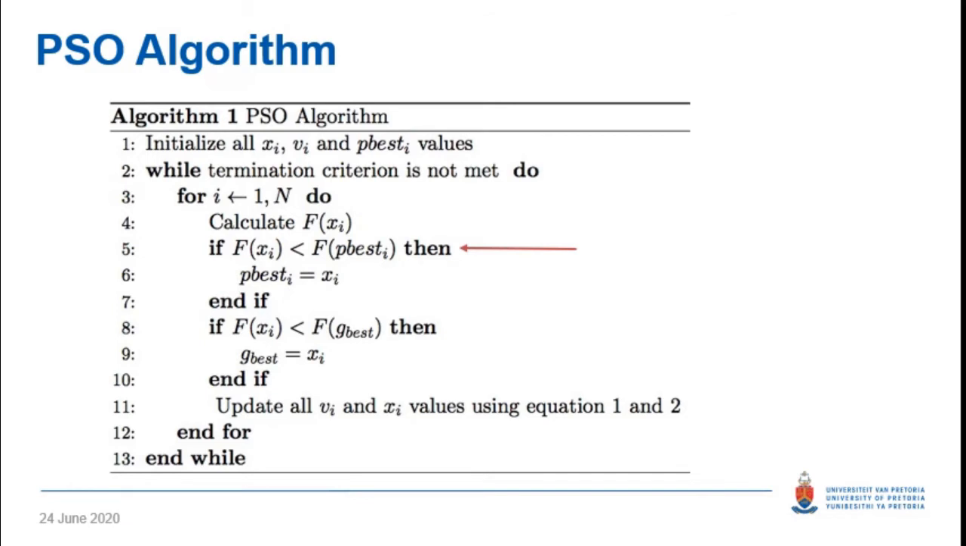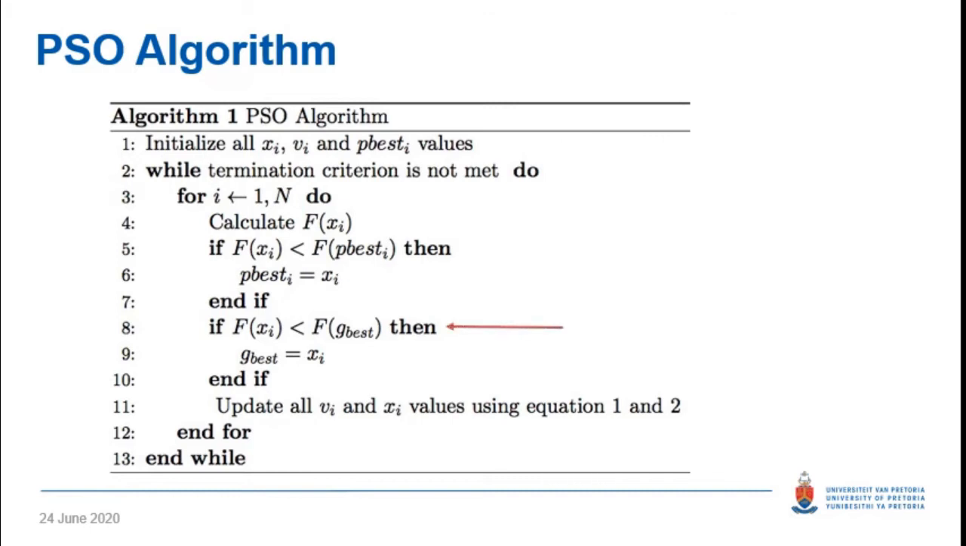If that fitness value is less than the current best known position's fitness value, then that's updated. So if the fitness of xi is less than the fitness of pbest i, so we're looking at a minimization problem here. Obviously, if we were doing maximization, then that would be different. We'd look at it the other way around. So if that is the case, then pbest i is equal to xi. So that's the update for the local position.